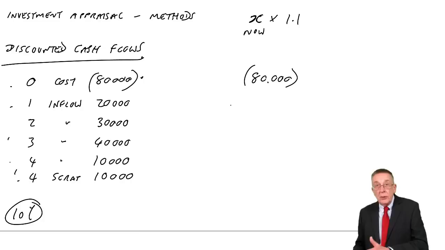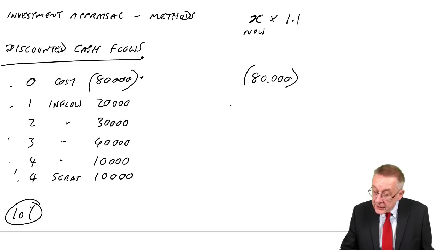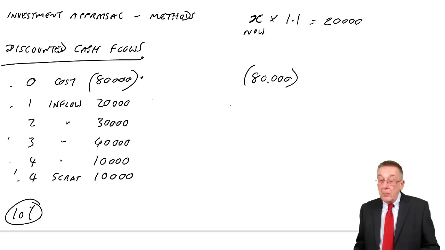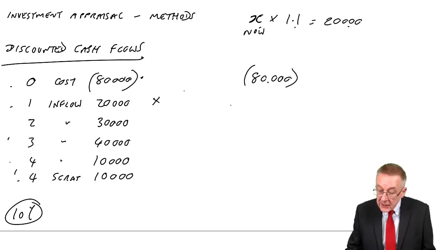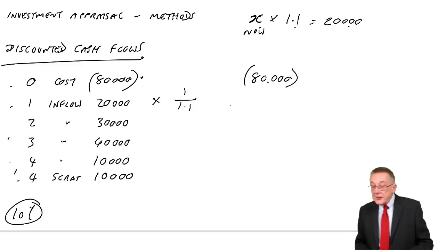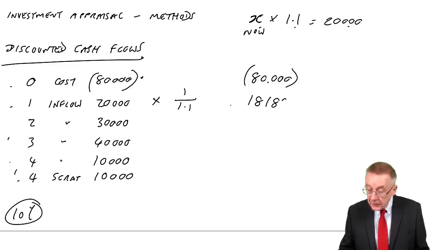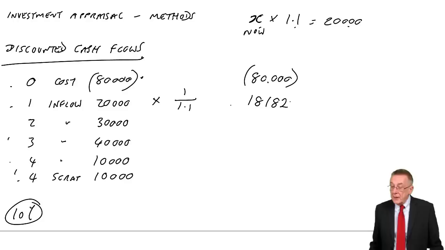That's taking X and adding 10% of X. We want it to be equivalent to 20,000 in a year's time. And so we say the equivalent amount now, we divide by 1.1: X is 20,000 divided by 1.1, or standardly, we say we multiply by 1 over 1.1. And so the equivalent amount now, 20,000 divided by 1.1, is 18,182. Always, for the moment, work to the nearest dollar in the exam.